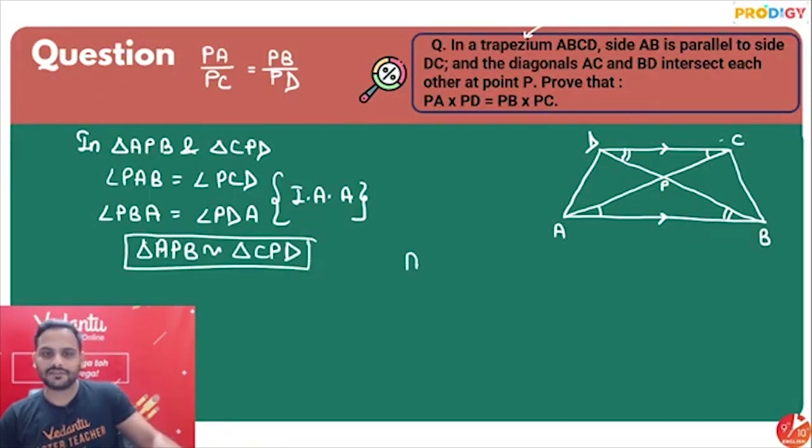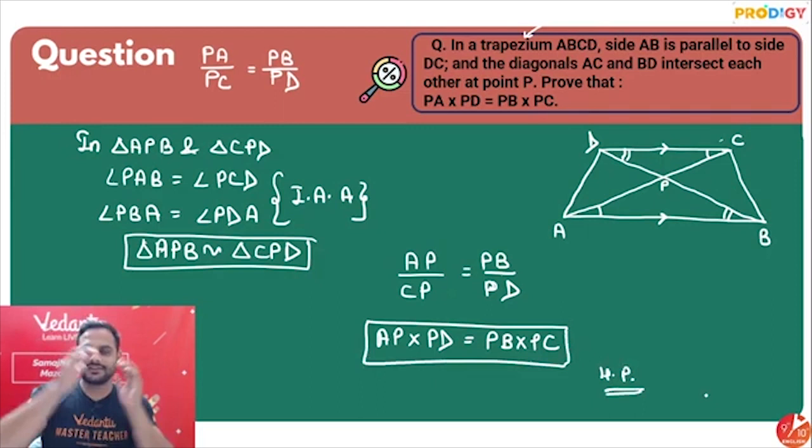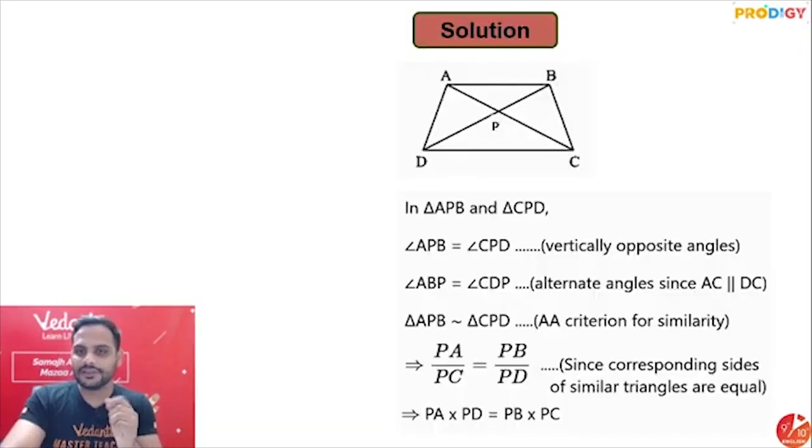Once they are similar, I can say AP upon CP is equal to PB upon PD. Cross multiply, you will get AP into PD is equal to PB into PC. Done? Hence proved. So this is how this question will be done.